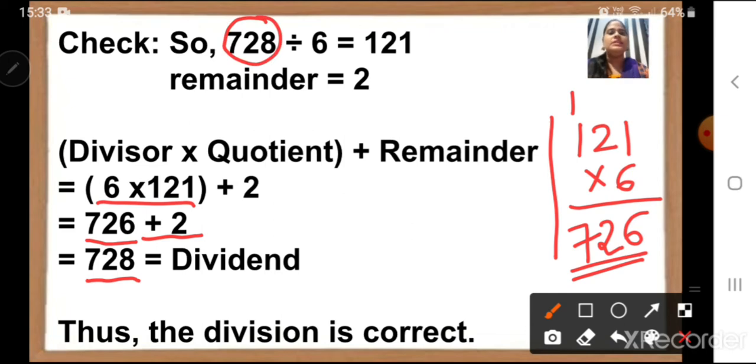Correct? That means the division is right. Whatever we have done is correct. Thus the division is correct.